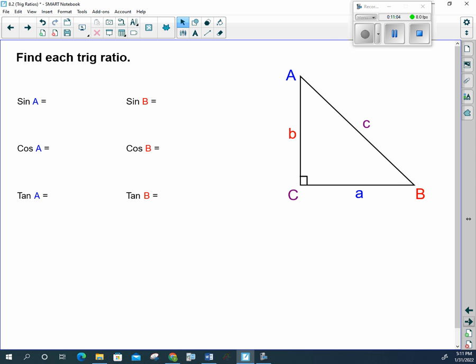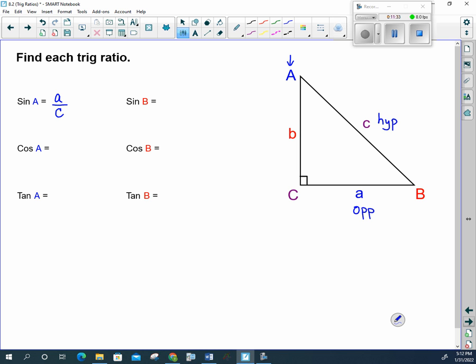Okay, so over here it says find each trig ratio. So notice I'll use blue to match our angle. So over here, sine A is angle A, that's in blue. So if I'm standing at angle A right now, this now becomes the opposite side, and this becomes the hypotenuse. So if I'm looking for sine, it's opposite over hypotenuse, so that would be A over C.